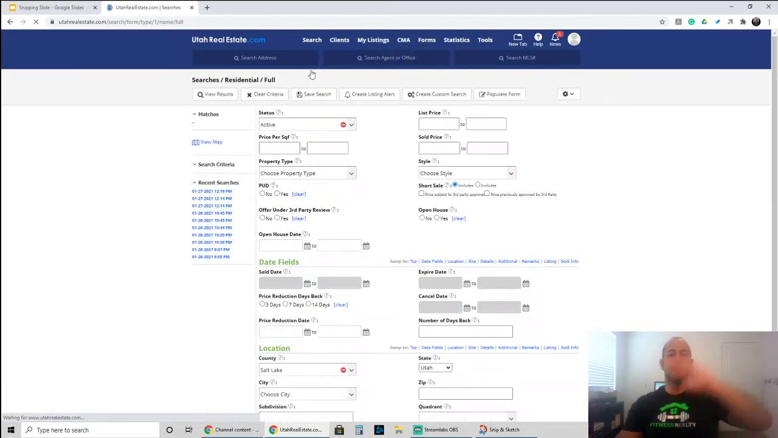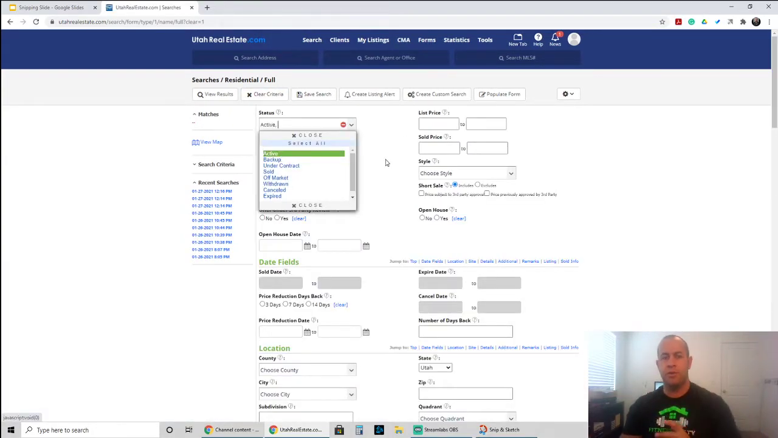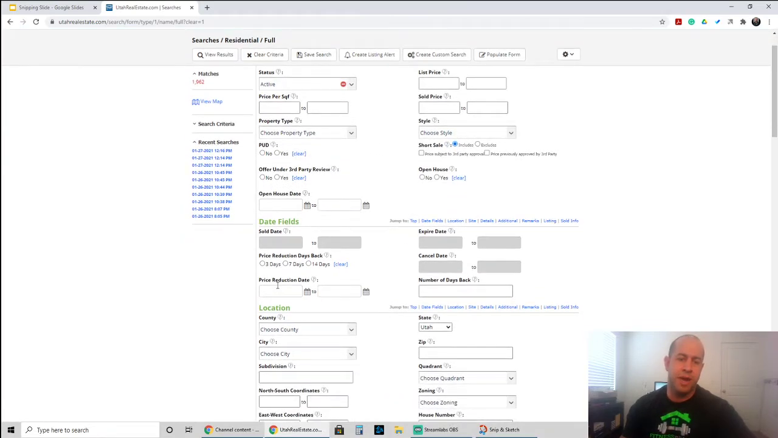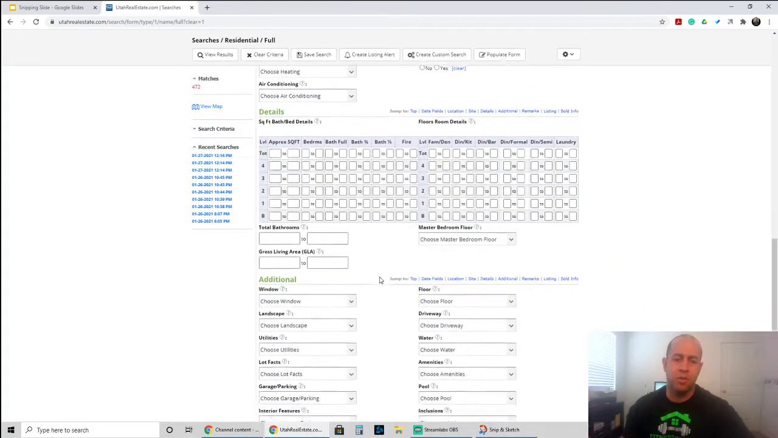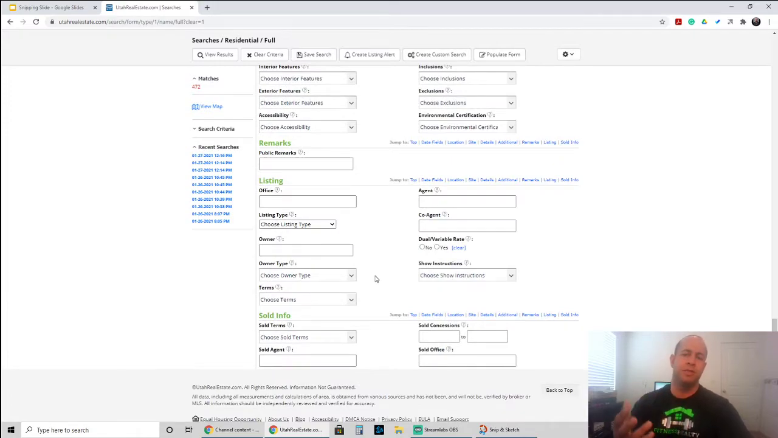Okay, switching topics again, let's go to financing. On the financing side, we clear criteria once again, just get rid of everything, go back to active. Let's say we're looking for just any property type right now. We'll use Salt Lake County again. And then we're looking for bank-owned properties or property that's being put up onto the MLS from a corporation or an entity or a bank or an REO situation.